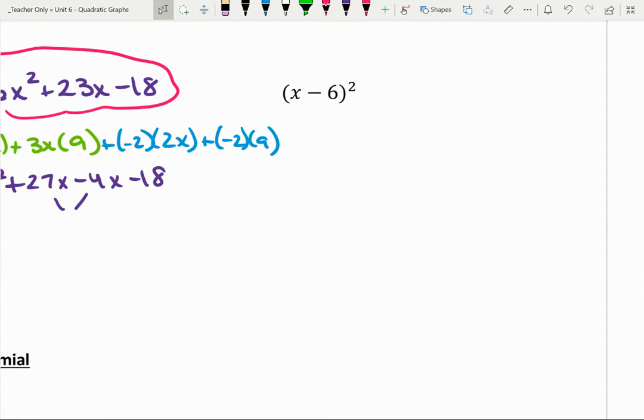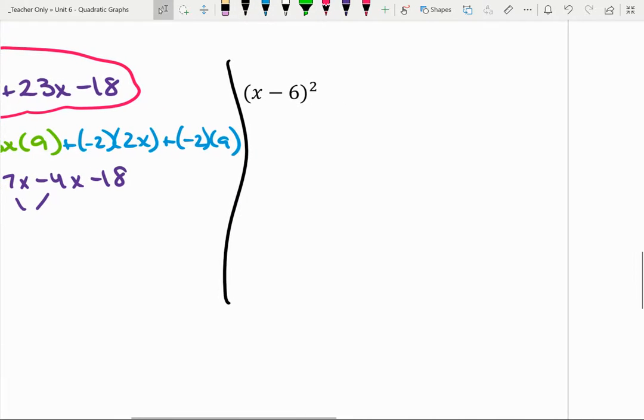For the second example, maybe make a little space there. For the second example, x minus 6 squared, remember that this square means we're doing x minus 6 times itself. So x minus 6 times x minus 6. So depending on the strategy that you used, you should have gotten x squared minus 12x plus 36.